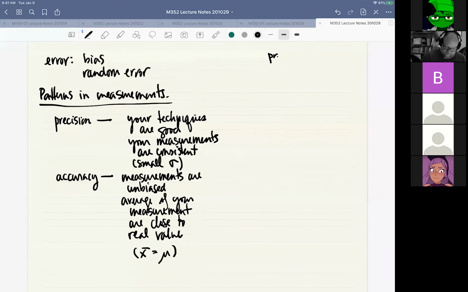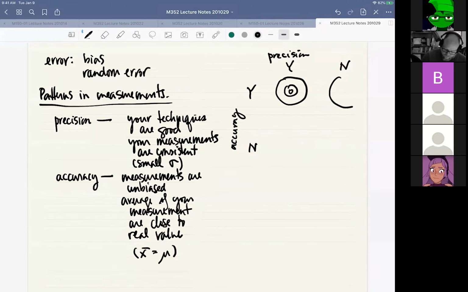And I like to think of this with this little chart. It's a chart that has four boxes. Either you're precise or not, or you're accurate or not. And I think of these in terms of bullseyes. So throwing darts at bullseyes.